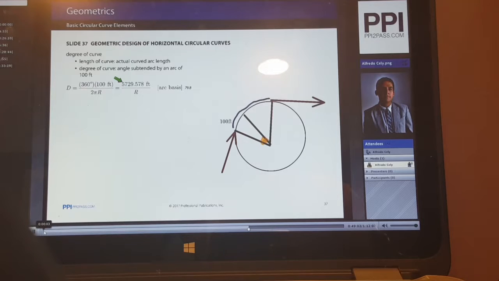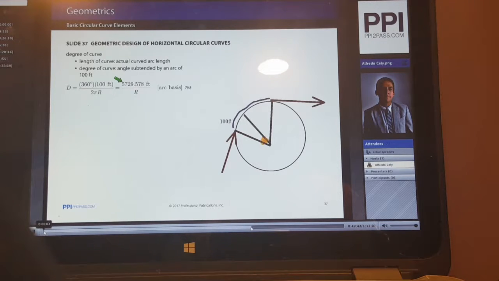Now, the concept of the degree of the curve is based on an arc of 100 feet. So when the degree of the curve is related to an arc of 100 feet, it is said to be calculated on an arc basis, which is shown in equation 79.8. The ratio of 360 degrees to 2 pi is equal to the number of degrees per radian. A radian is a unitless number, so the end result is in degrees. Your degree of curvature is going to be in degrees. When this is multiplied by 100 feet, or what equals 1 station, and divided by the radius of the curve, the resulting degree of curvature is the angle subtended by the arc between stations.